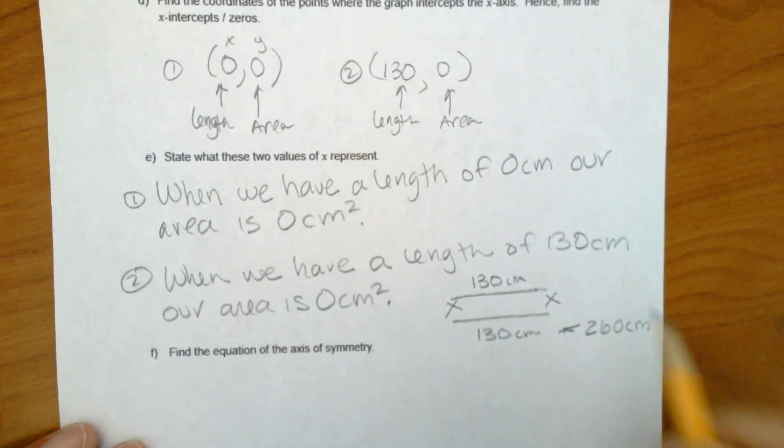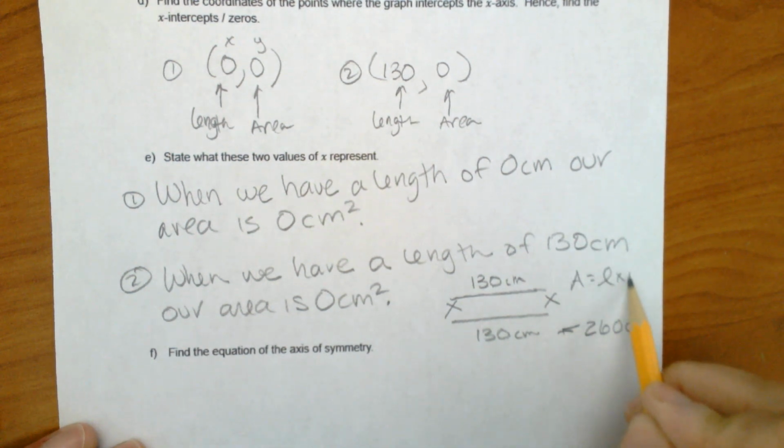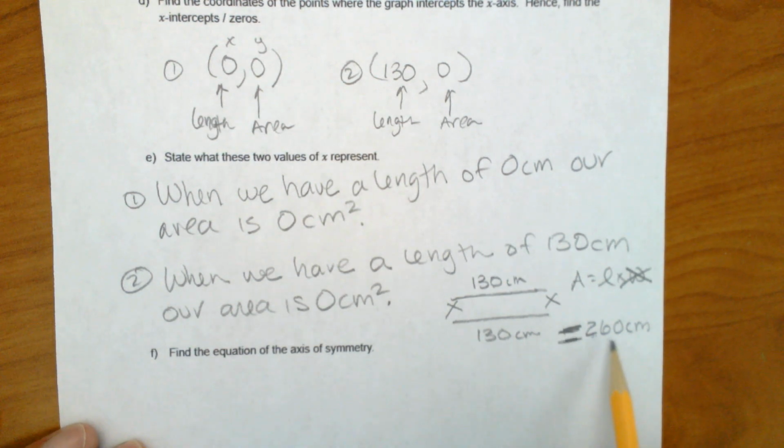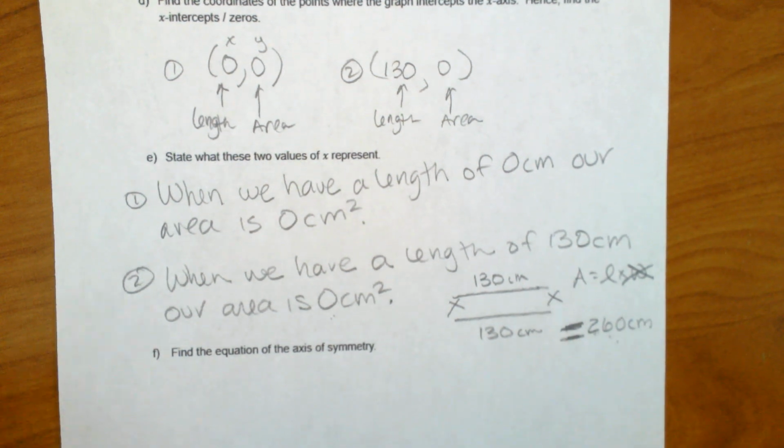If you don't have a width, guess what? You're not going to have an area because we took up too much of the centimeters. We took up too much of the length. So that's why we have an area of 0, because we have no width. We used it all up for the length. So that makes sense as well.